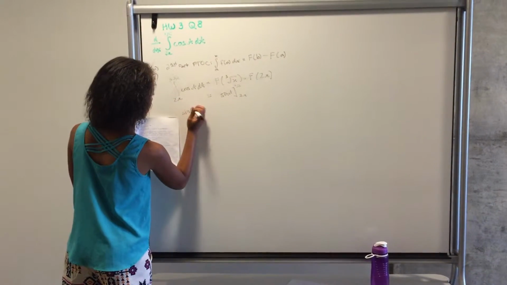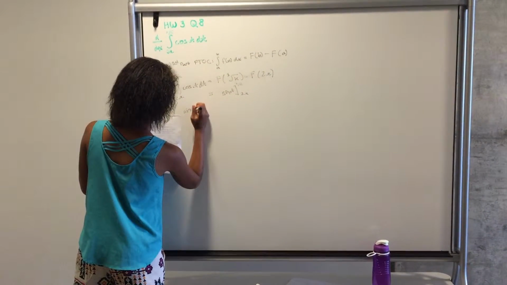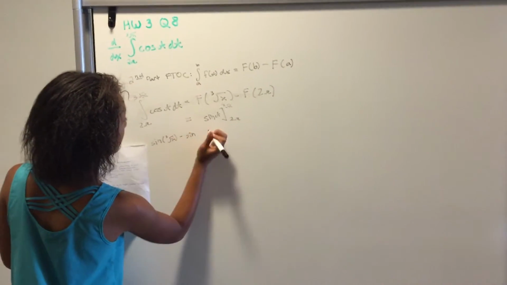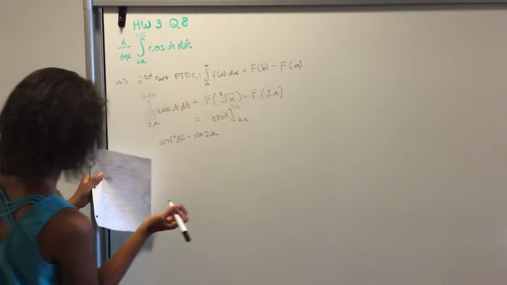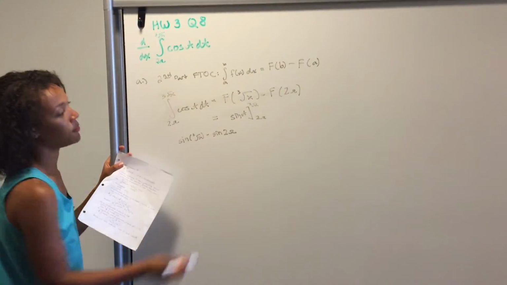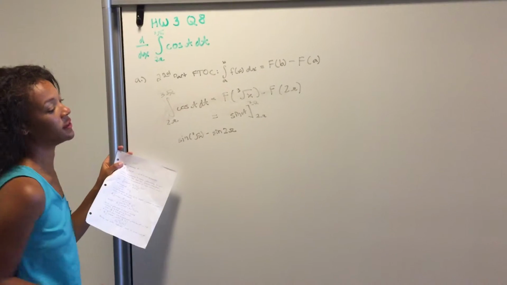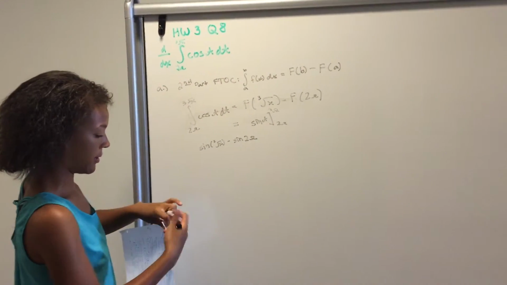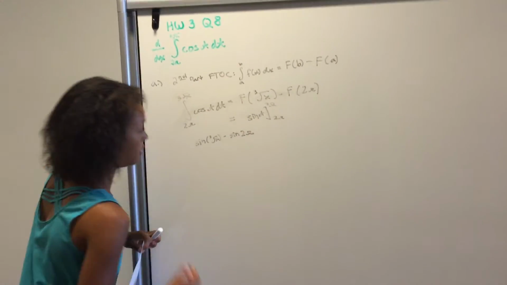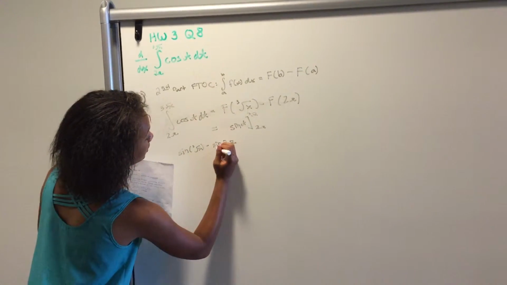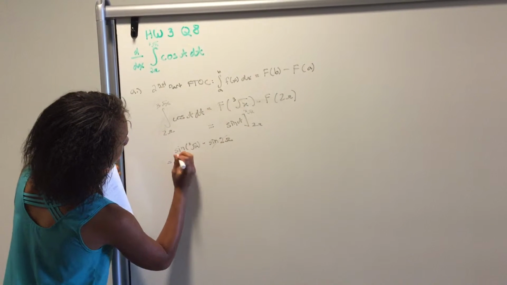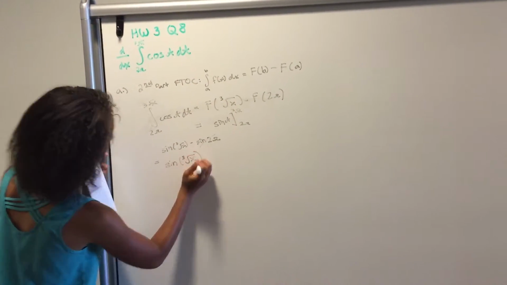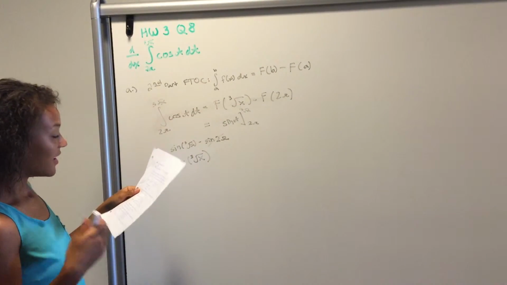Sine of third root x minus sine 2 pi. Because sine 2 pi equals 0, and you can solve this by using the unit circle or just by memorizing, I know that sine 2 pi equals 0, so you can just scratch that off, and it equals sine of third root x.